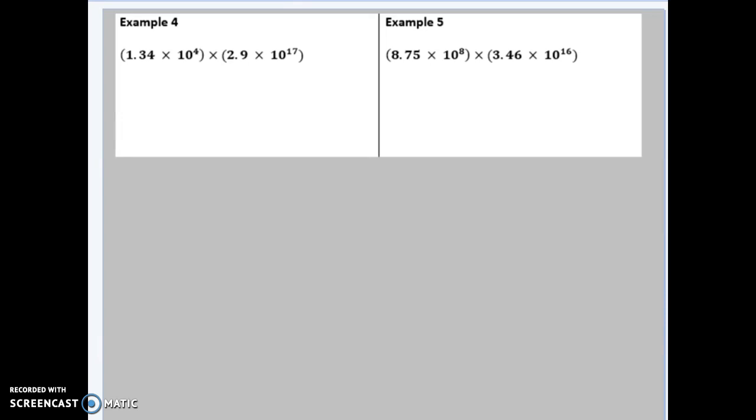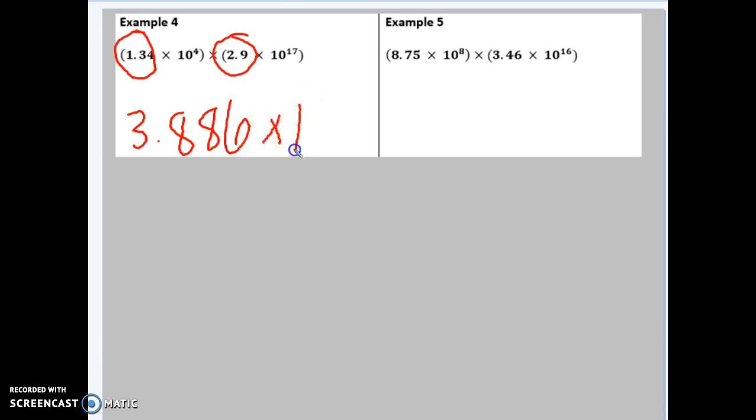Example 4. Same idea here. Multiply the two numbers together. So 1.34 times 2.9. You get an answer of 3.886. You're going to add your exponents together. So it's going to be times 10, and then 17 plus 4 gives me 21.